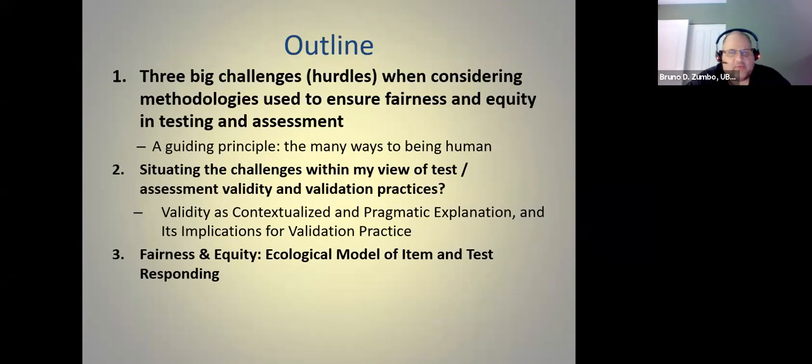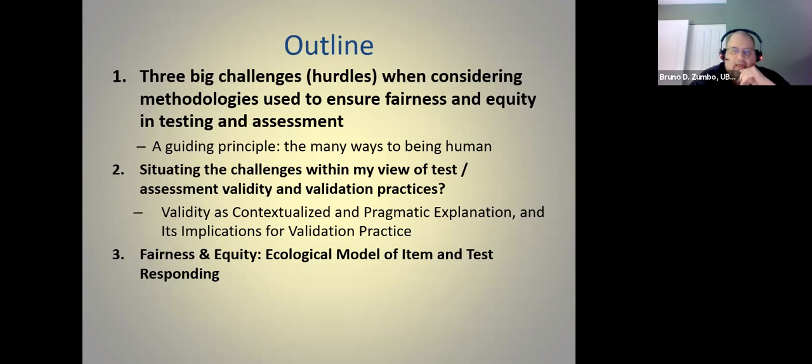The outline today has really three sections that I'd like to describe. The first is bringing to us three big challenges or hurdles when considering methodologies used to ensure fairness and equity in testing and assessment. Where I'm going to go with this section is to really highlight a guiding principle, which is one that I've been influenced by a great deal of work with social sciences, particularly anthropologists and others, philosophers, in which the guiding principle is the many ways to being human.